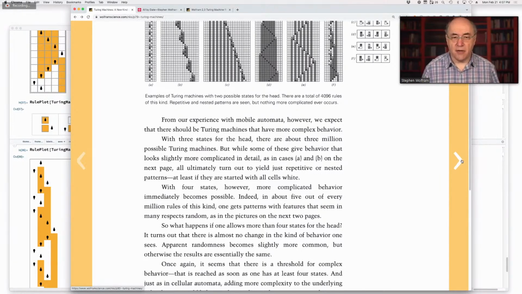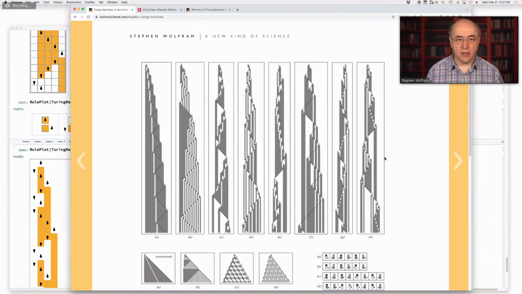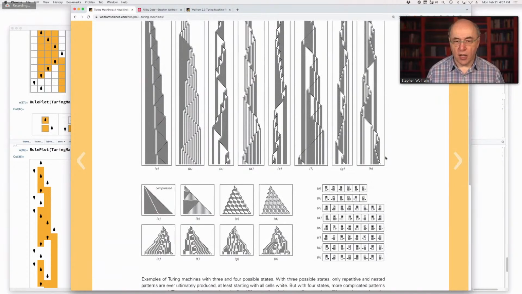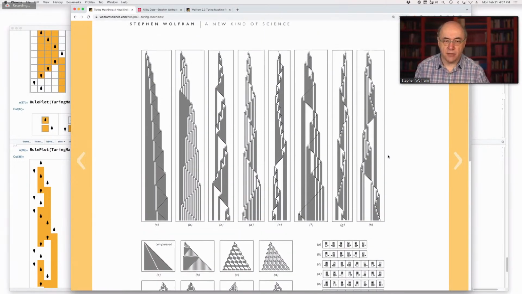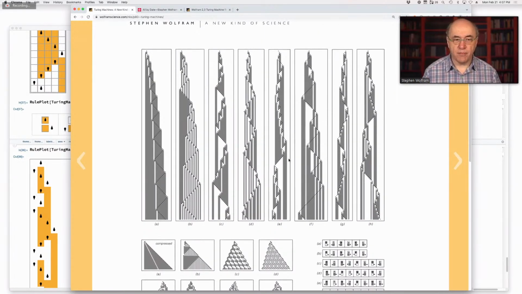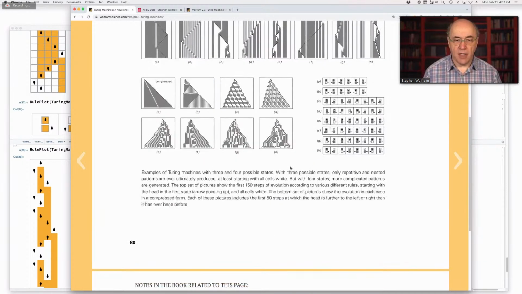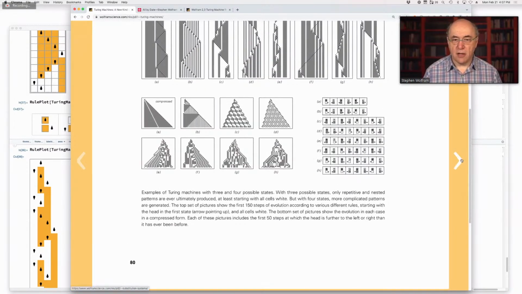and discovered none of them did anything interesting. And so from that, he concluded basically that there can't be anything interesting that happens in very simple Turing machines. Well, it turns out it's not true. If you go to three-state Turing machines, or two-state, three-color, but this is now three-state Turing machines, here's some of what they do. Much more complicated behavior. Immediately, you see more complicated behavior.